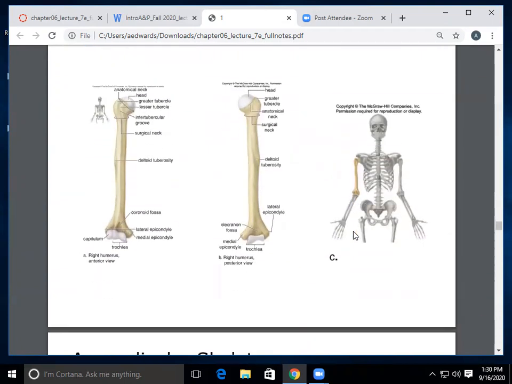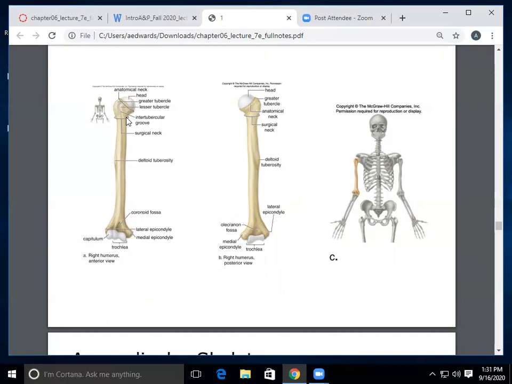Okay, so here are some of those structures. I think it's easier to show you where they are rather than just read them off the slide. You have a head, and you have a neck that connects it to the rest of the body. You have a big bump, the greater tubercle, and a smaller bump, the lesser tubercle. You have a groove underneath the bump, called the intertubercular groove.